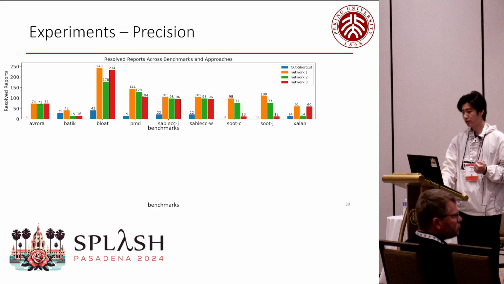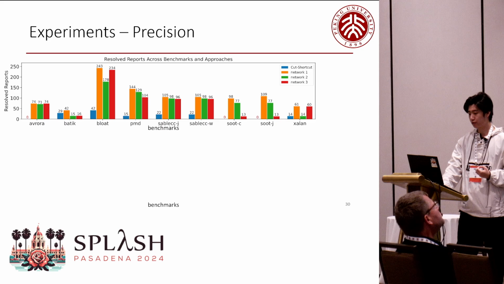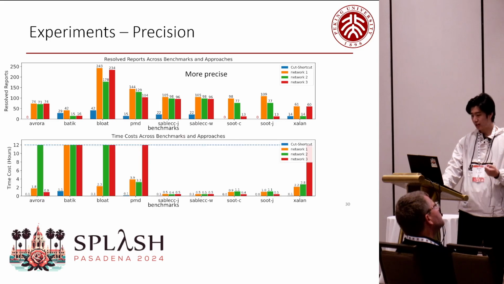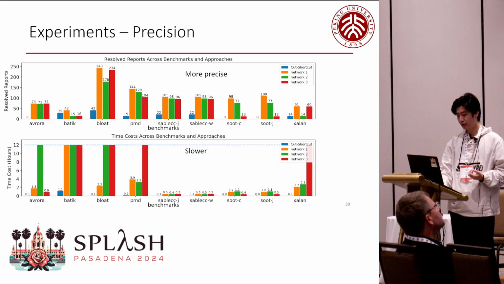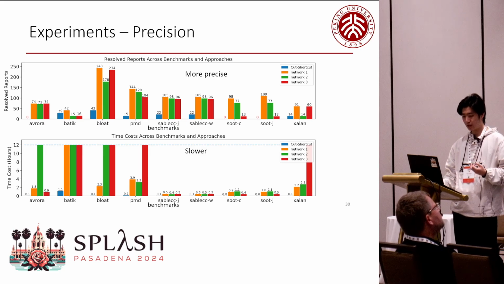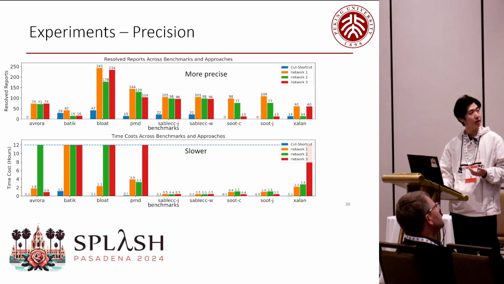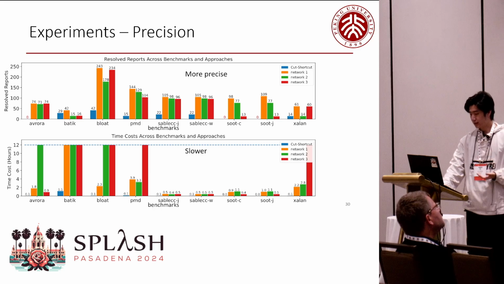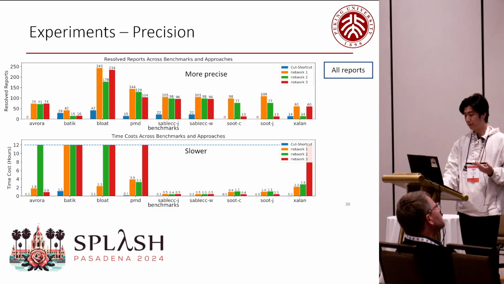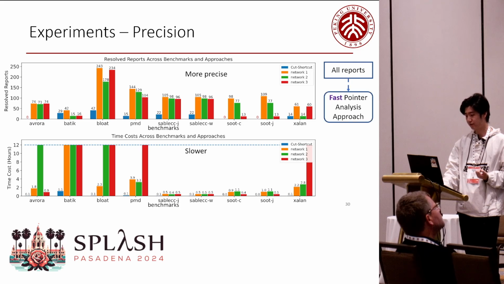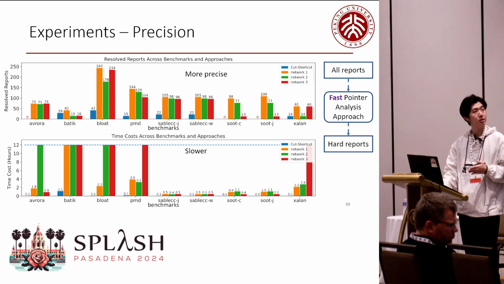We also compare the performance of our approach to a state-of-the-art pointer analysis approach. The result shows that our approach can resolve more reports than a pointer analysis approach. But since refinement-based approaches tend to be slow, our approach is slower than the pointer analysis approach. But this suggests that we could combine those two approaches. For example, we can run the fast pointer analysis first, and then we run the refinement-based approach only on those hard reports.